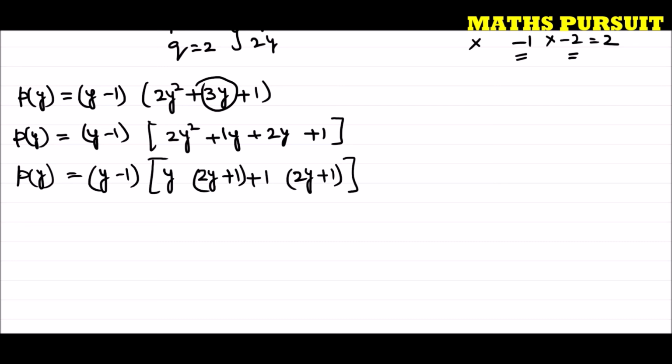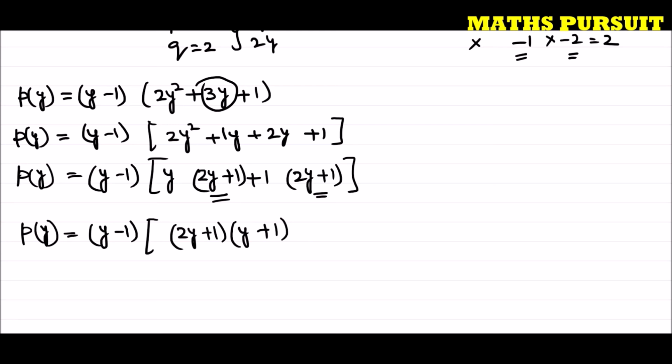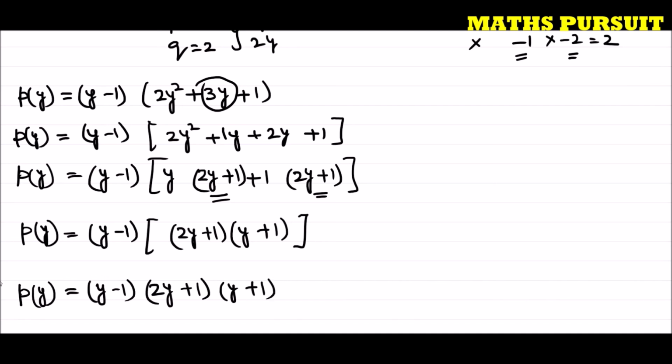Or I can write p(y) is equal to (y minus 1), and here 2y plus 1 is common. Taking 2y plus 1 out as common, I am left with y plus 1. So you can see that we are able to find the three factors. That is p(y) is equal to (y minus 1)(2y plus 1)(y plus 1). So these are the three factors that we got. I can highlight these three factors.